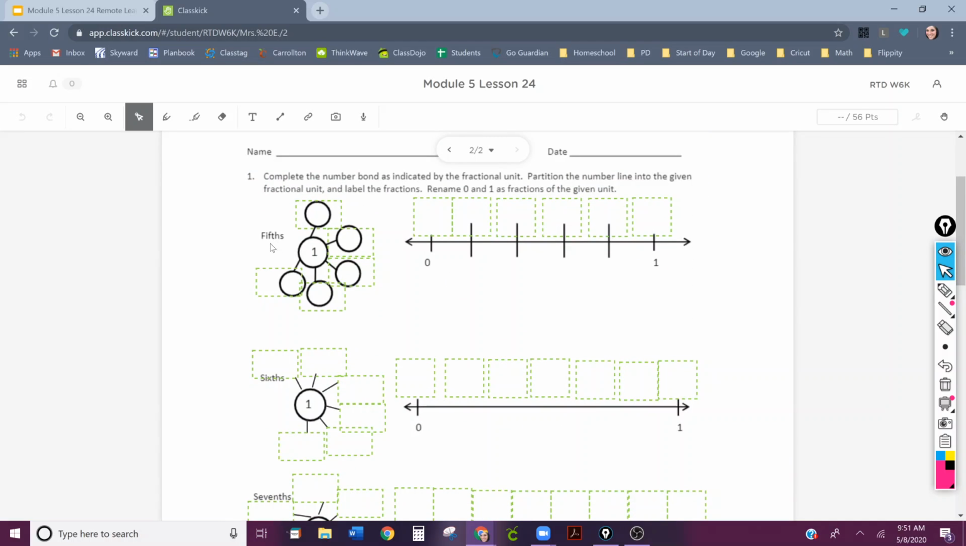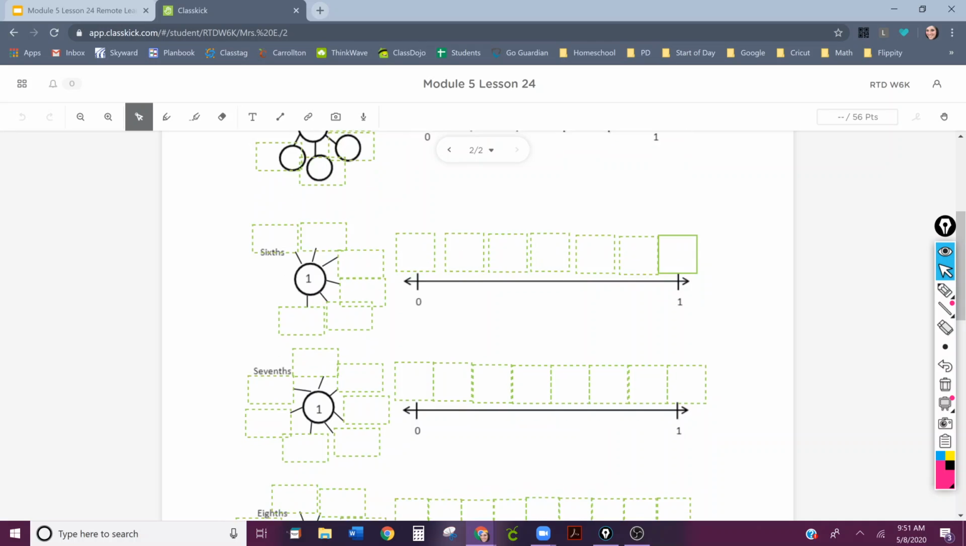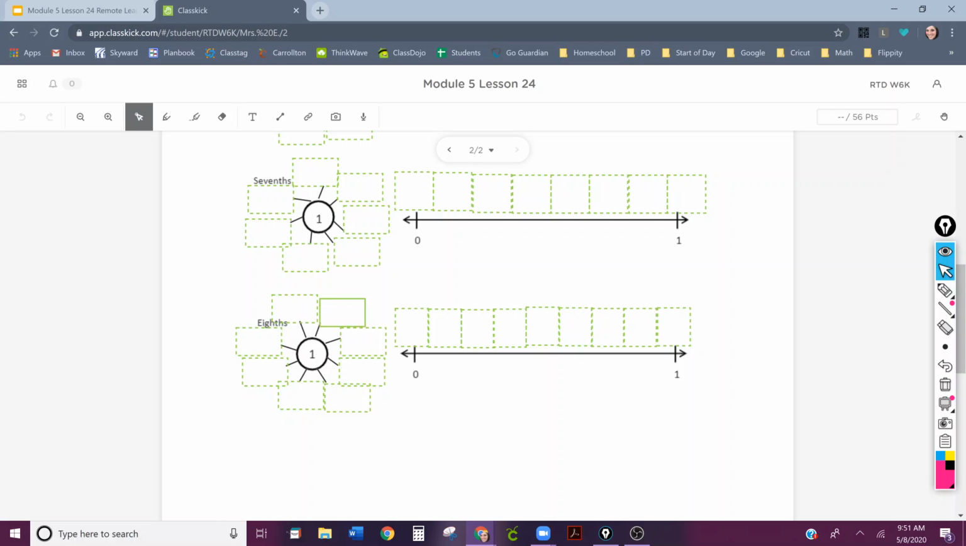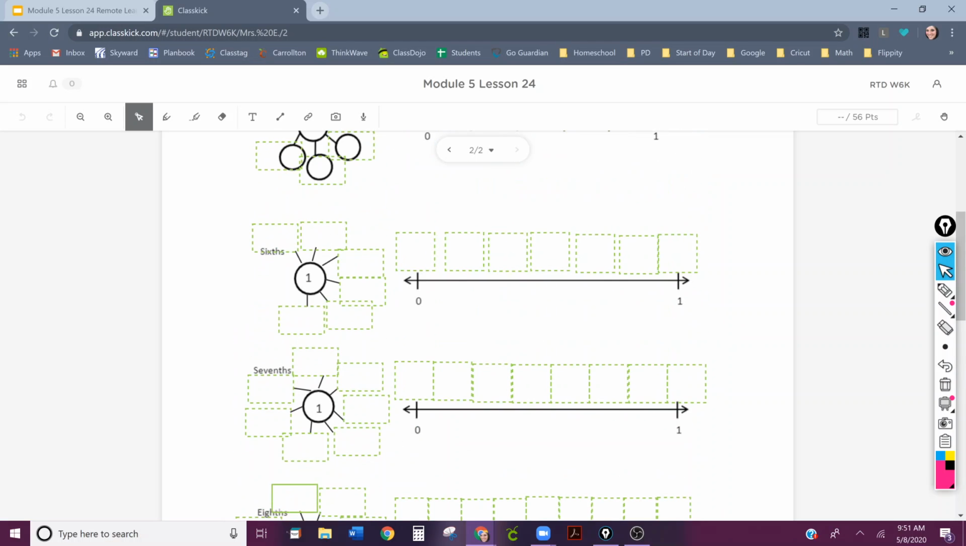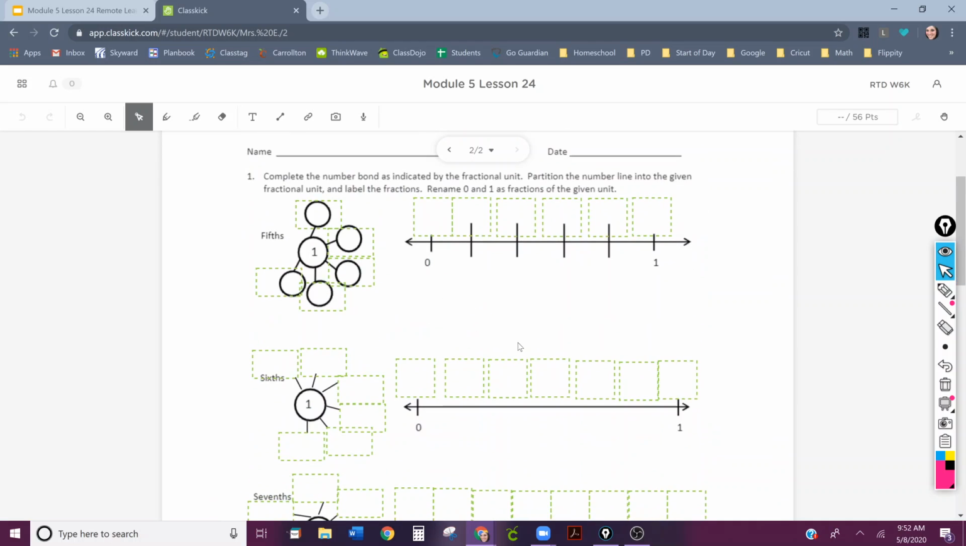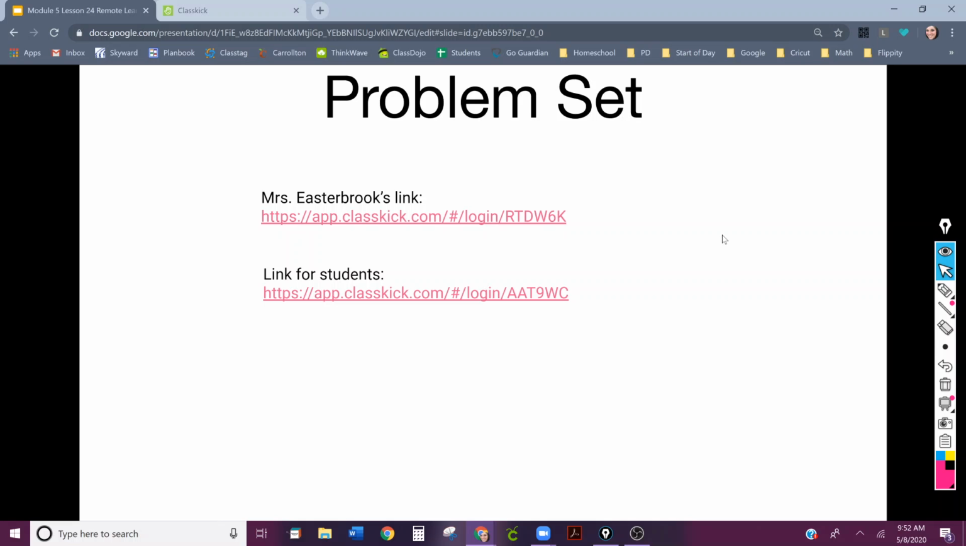So remember, if they're fifths, we need 5 equal pieces, 5 equal pieces. 6 equal pieces, 6 equal pieces. Sevenths, 7 equal pieces, 7 equal pieces. And eighths, 8 equal pieces and 8 equal pieces. And I'm going to go back and add those lines in for you, the hash marks, so that it can all line up. So I'm going to go back to my slide.